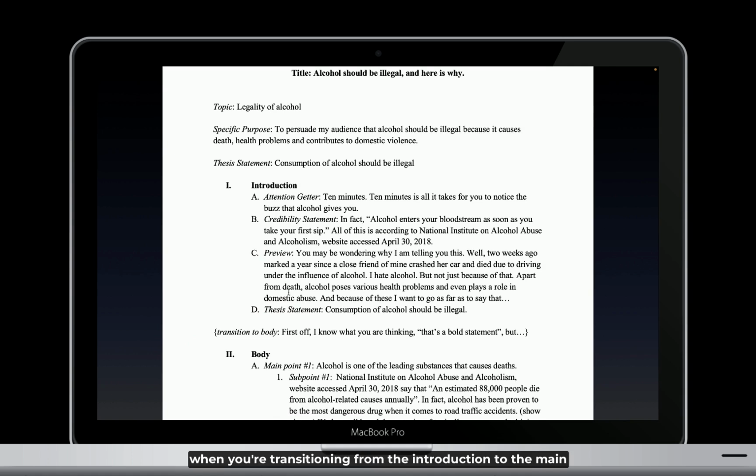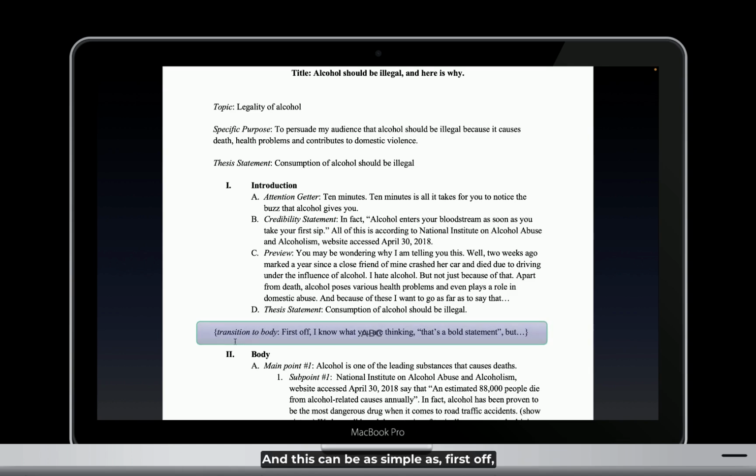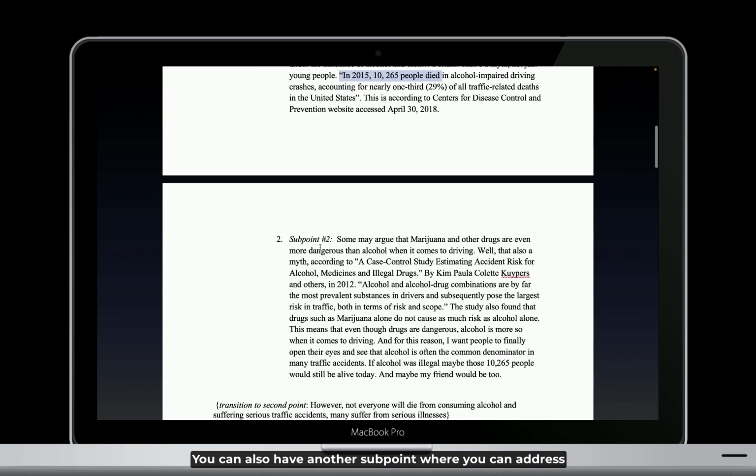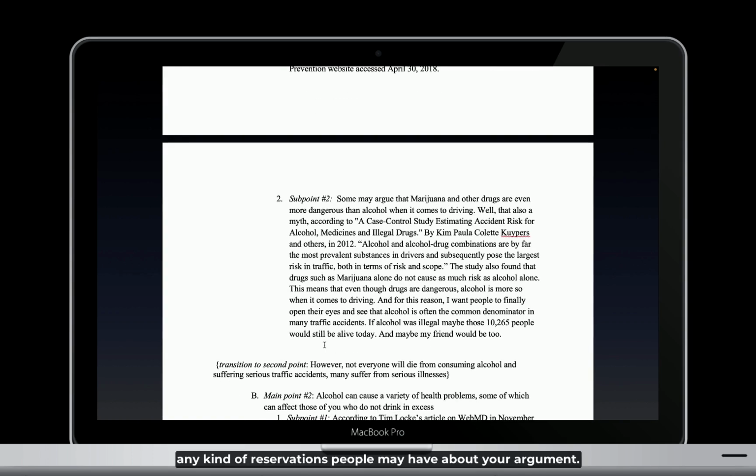Now, when you're transitioning from the introduction to the main body, you want to make sure you have a transition statement. And this can be as simple as, first off, I know what you are thinking, that's a bold statement, but, and then you move into your first main point, which is in the body of the speech. Usually the main point is one sentence, which is basically your mini argument or your mini thesis for the body. And this can be supported by subpoints. In this case, there is a ton of research here on deaths by alcohol. You can also have another subpoint where you can address any kind of reservations people may have about your argument.